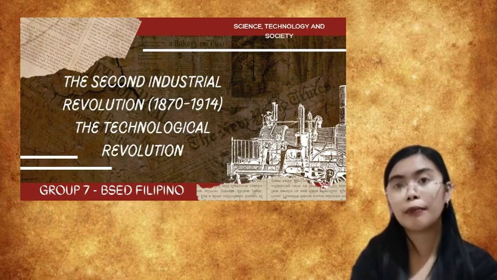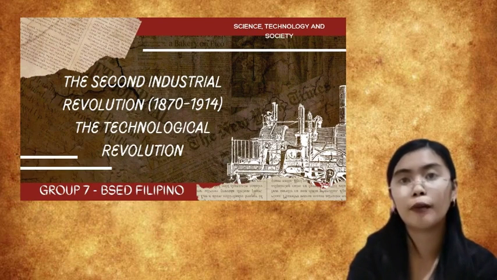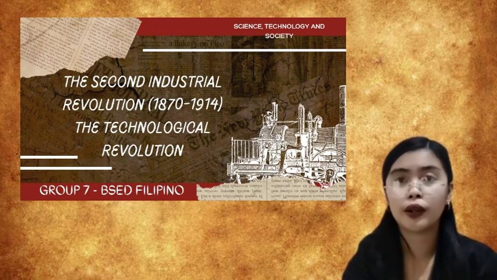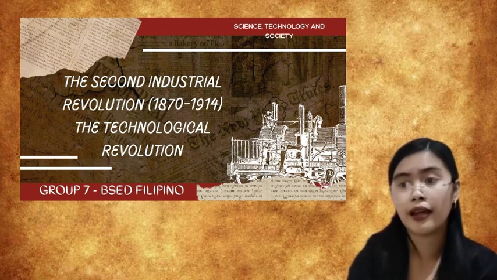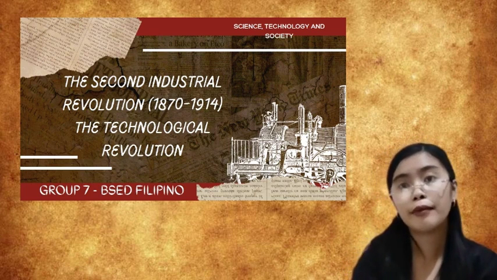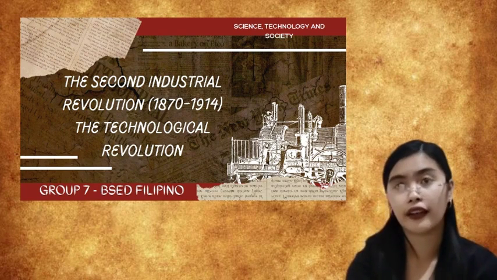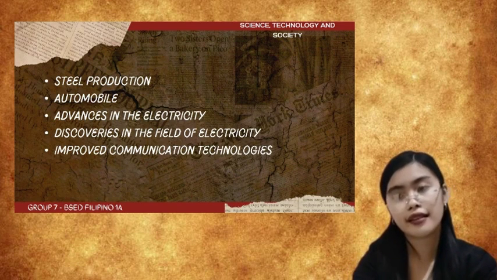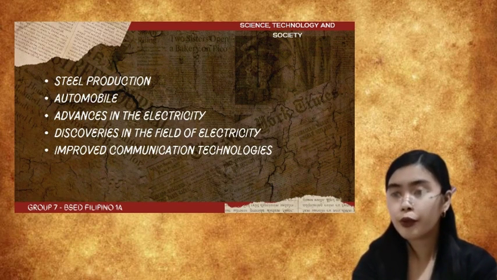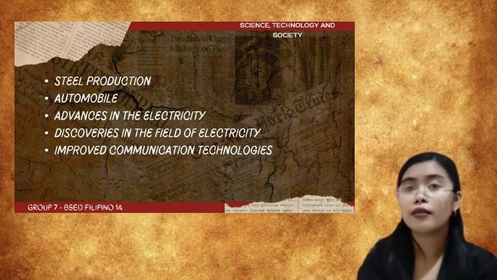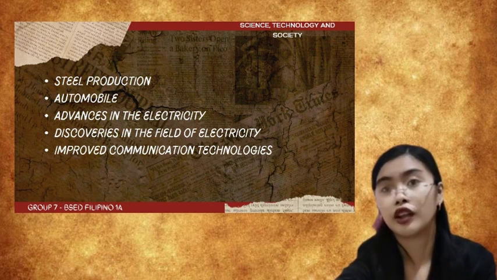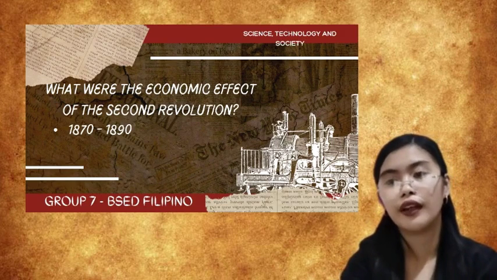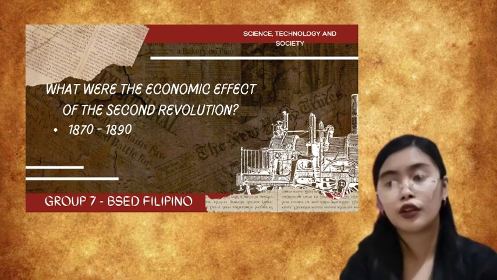At ngayon naman ay pag-uusapan natin ang Second Industrial Revolution na naganap noong 1870 hanggang 1914. Tinawag rin ito na the Technological Revolution because it was a time of great technological advancement. The period of time was marked also by rapid changes in communication and manufacturing technologies. Steel production, automobiles, advances in electricity, discoveries in the field of electricity, and improved communication technologies are other examples of technological advancement. The last topic is about economic effects of the Second Industrial Revolution that happened in 1870 to 1890.